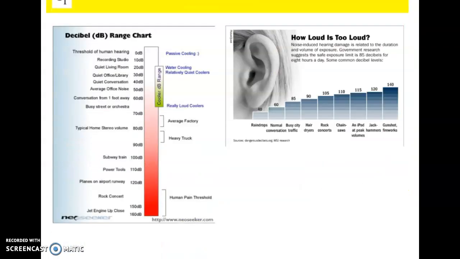So once again, here is a chart to show the different decibel levels. Conversation from a foot away, so normal conversation, that is 60 decibels. And once you get up to a rock concert, a jet engine, that's when you're at the human pain threshold. Stereo, 80 decibels. Power tools, 110 decibels. Okay, so it is interesting to see that. A library, nice and quiet down there.